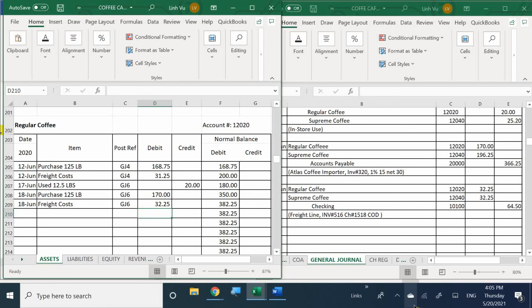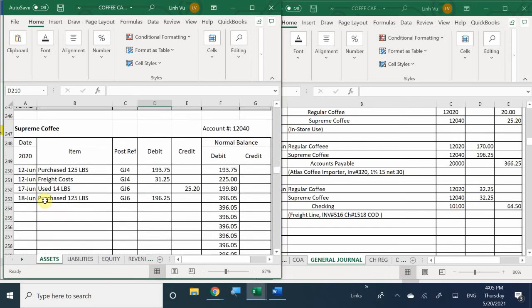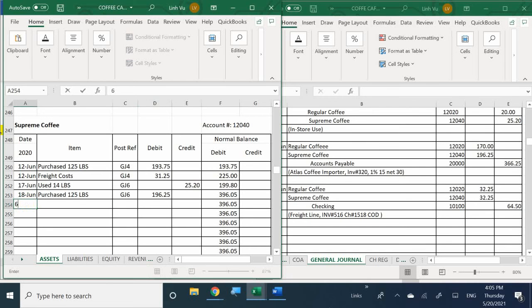Same for Supreme. Again, 18th, freight costs, GJ6, and 32.25. That brings our total to 428.30. Good. And these are the numbers that we need to make sure our inventory worksheet matches.